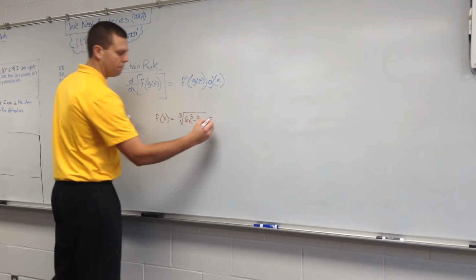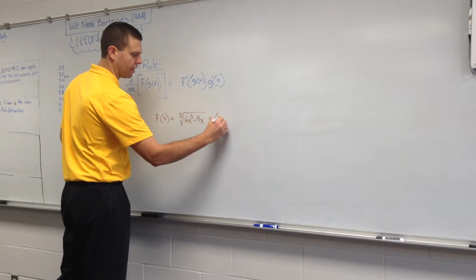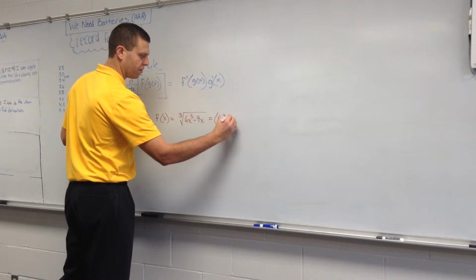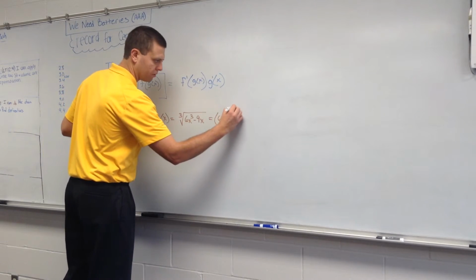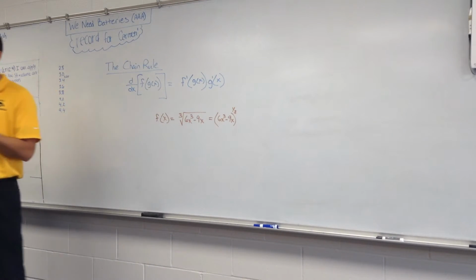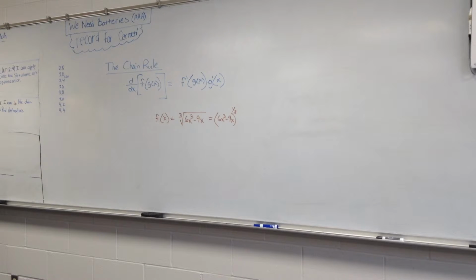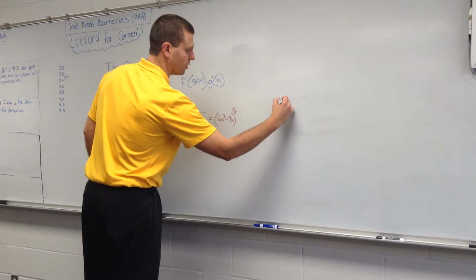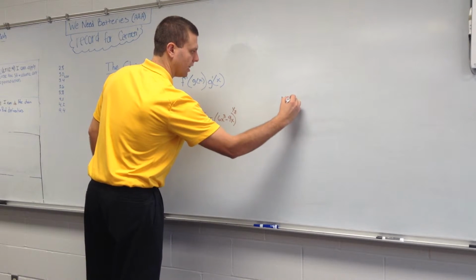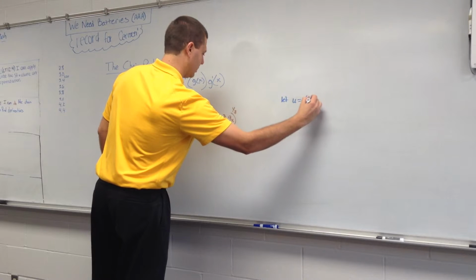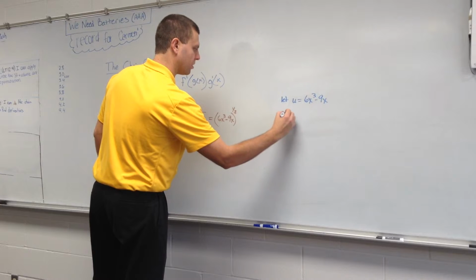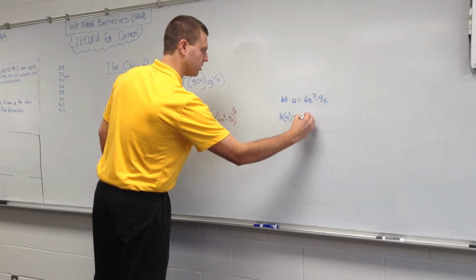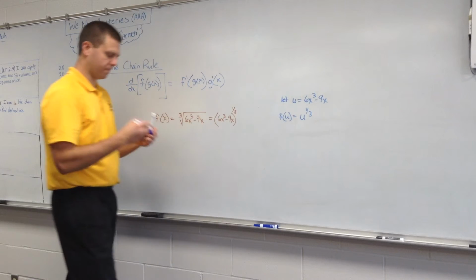A lot of people, if they're not using u substitution, might write it like this first: 6x to the 3rd minus 9x, and then all that raised to the 1/3 power. So they might rewrite it with a fractional exponent first, and then use the chain rule from there. If people are using u substitution, they might say let u equal 6x to the 3rd minus 9x, and then my original function is simply u to the 1/3 power.